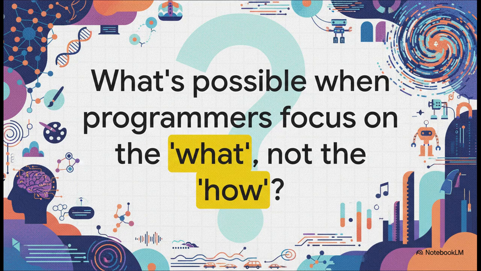And that really leaves us with a fascinating question to think about. We've seen what this idea did for image processing, but what other fields could be totally transformed by this? What new creative and scientific breakthroughs become possible when the smartest people in the world can focus purely on the what and just leave the how to the machine?